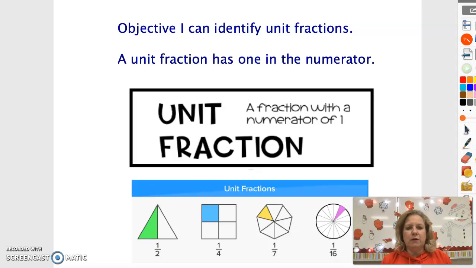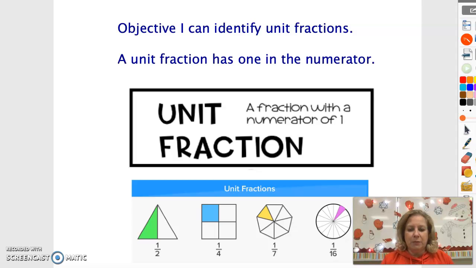What we're going to do is a mini lesson on unit fractions. So our objective: I can identify a unit fraction. A unit fraction has 1 in the numerator. And if you remember from our lessons before, the 1 in the numerator is the top number.